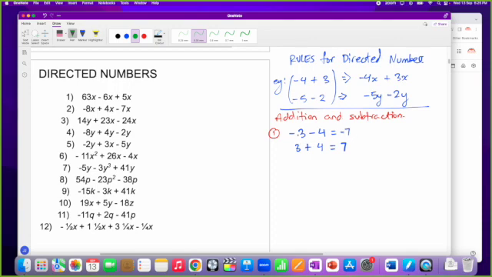So Sydney, take a look at this. The 3 is negative and the 4 is negative, right? In this case, the 3 is positive and the 4 is positive. Sydney, you recognize that, right? All right. So in this case, the signs are the same. So when you have the same signs, what do you do, Sarah?